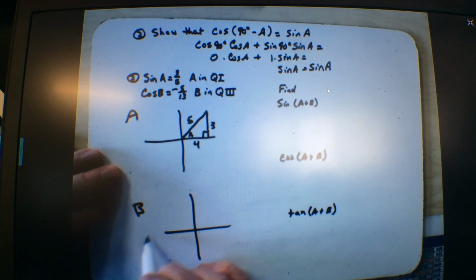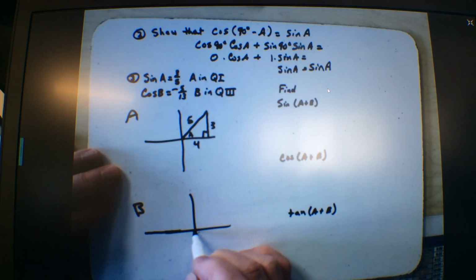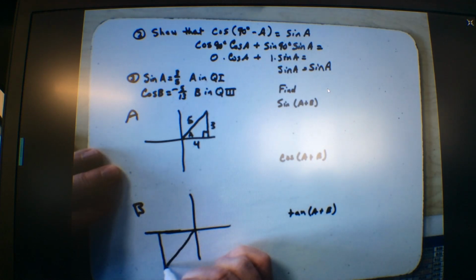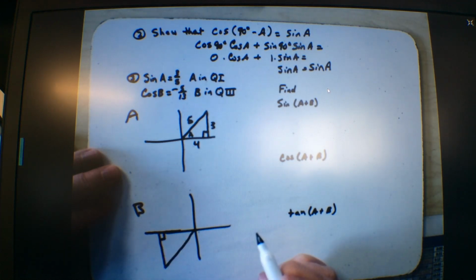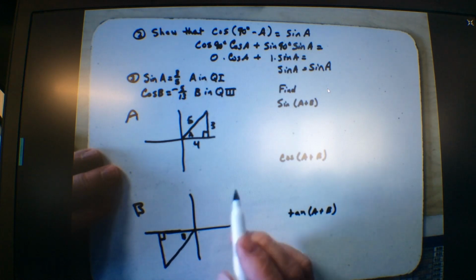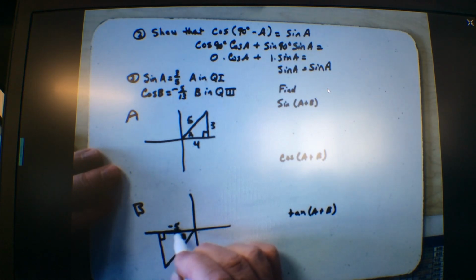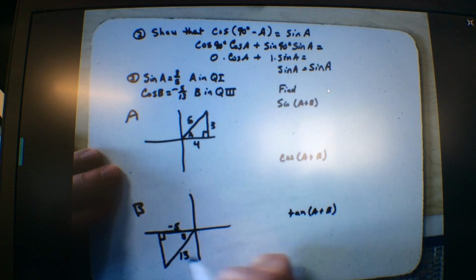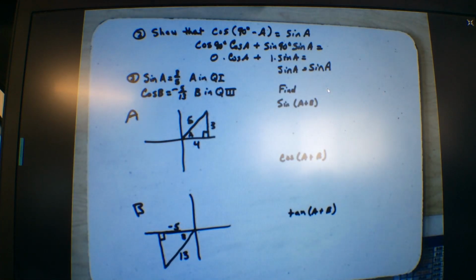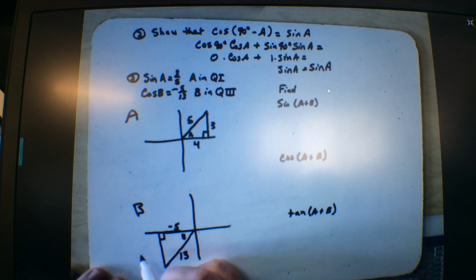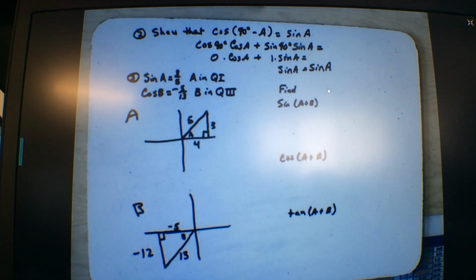Okay, so now we come down here to B. B is in quadrant 3, so we put a right triangle in quadrant 3. This is B, and it's cosine, so it's adjacent, so this is negative 5, and this is the hypotenuse, 13. So we use the Pythagorean theorem. 169 minus 25 is 144, so 12. Is it positive or negative? Negative. The reason they tell you what quadrant it's in is so you get the right sign. All right. We good?